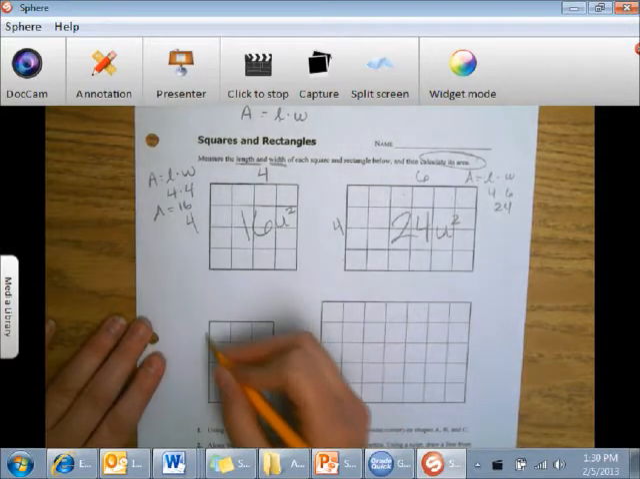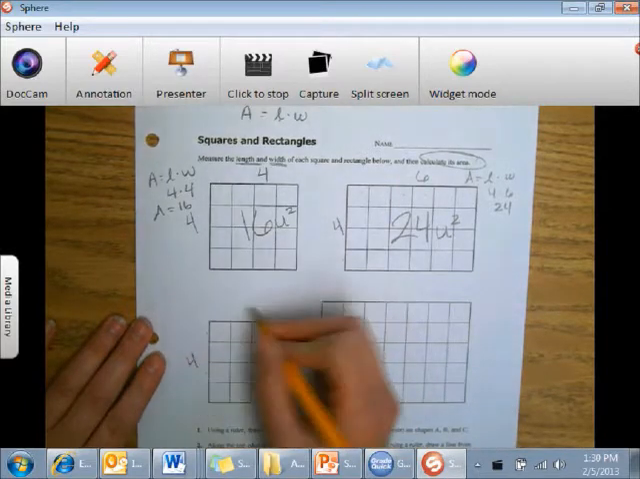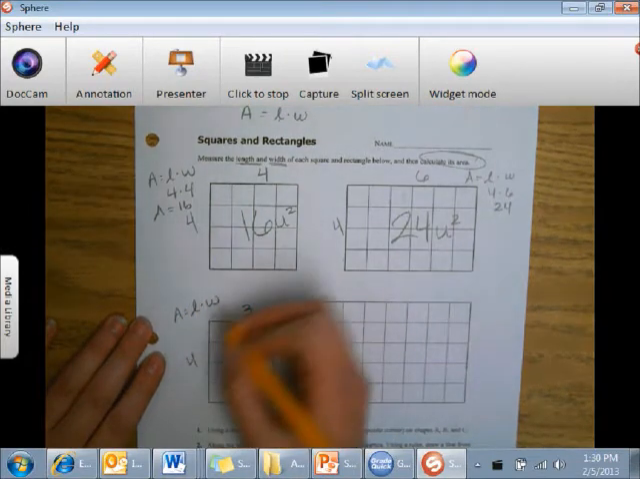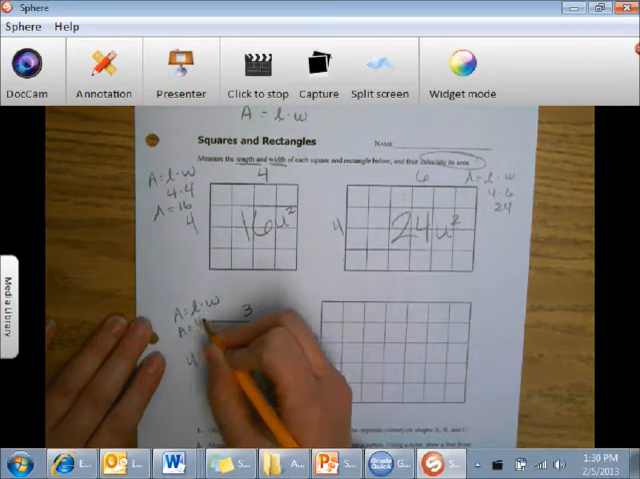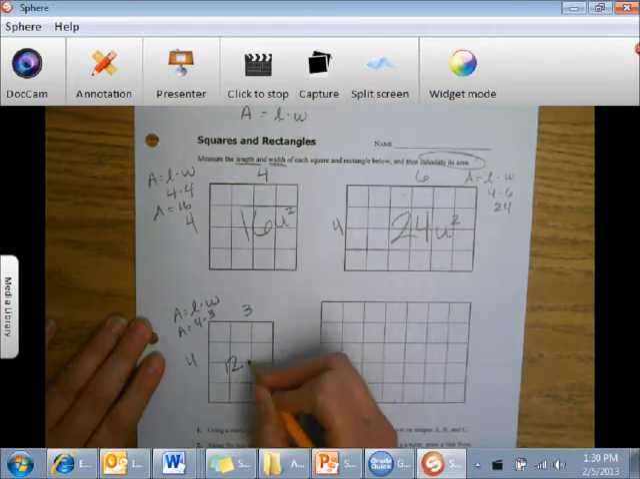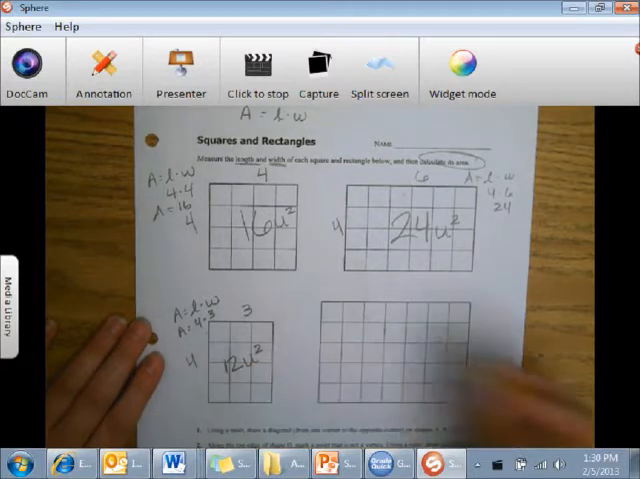Here we have 1, 2, 3, 4 by 3. Area equals length times width. And so your area will be 4 times 3, which will give you 12 what? Units squared, because we're still finding the area.